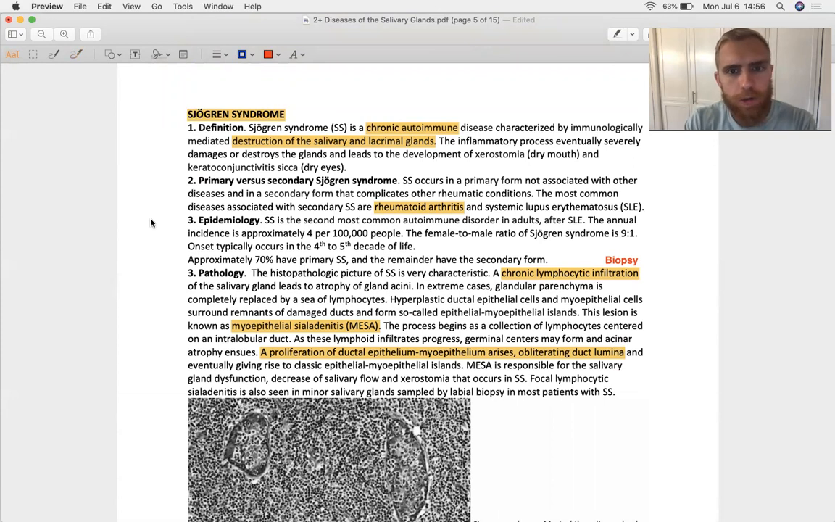Sjögren syndrome is an autoimmune disease in which your own body attacks and destroys the cells of your salivary and lacrimal glands. So your lacrimal glands, where are those? They're on the upper lateral corners of your eyes if you're looking at the front, right? And then your salivary glands are obviously, you've got 3 major salivary glands, 3 pairs of them.